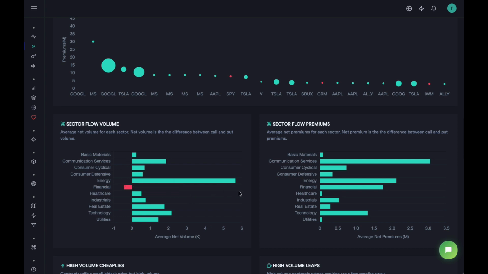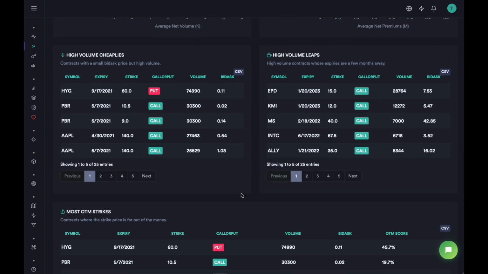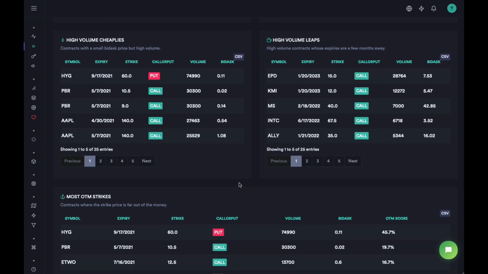The next three widgets might probably be the best widgets that you can find on the platform if you are a lazy person. I have to add the condition on being lazy, because if you are not lazy, then there's so much else in the platform that you can use. But if you're lazy and you just want some really good trade ideas, then these three widgets are going to provide you some of the best trade ideas that you can possibly find anywhere. Let me explain what these widgets are doing.